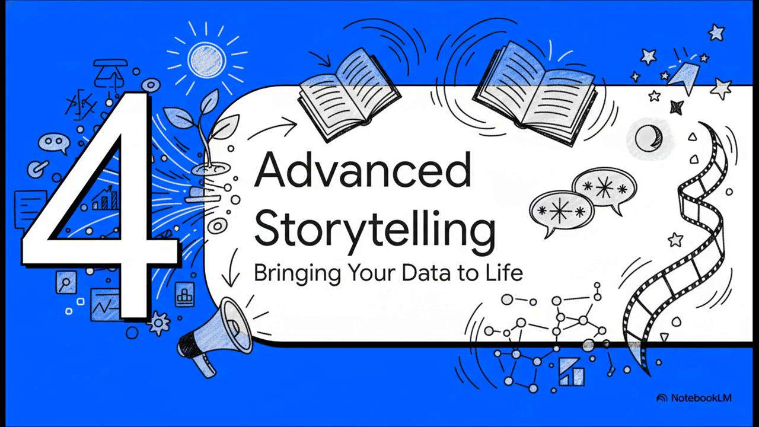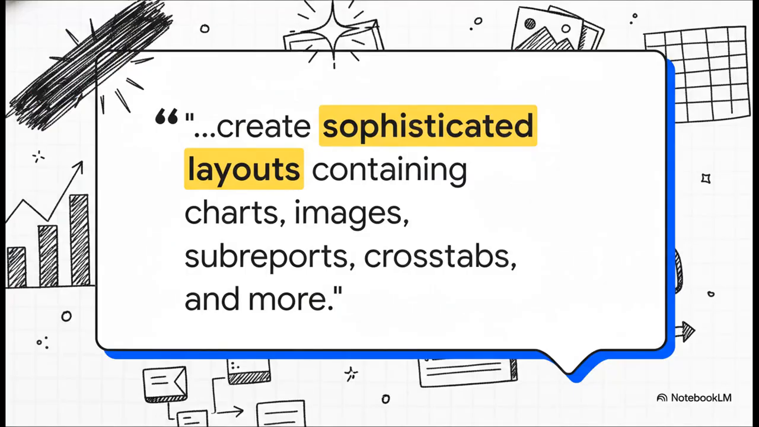Okay, so making lists is fine, but we're here for something more, right? We want to tell a story with our data. So let's get into the really cool stuff, how you bring that data to life. And yeah, this quote from the official docs nails it. We're talking about creating sophisticated layouts. This isn't about just spitting out rows and columns anymore. This is where you get to be an artist and really design something that communicates a message.